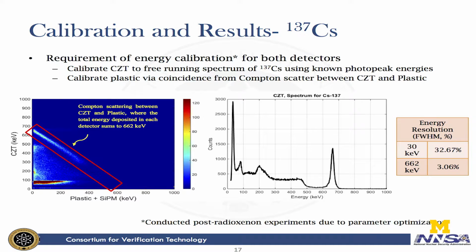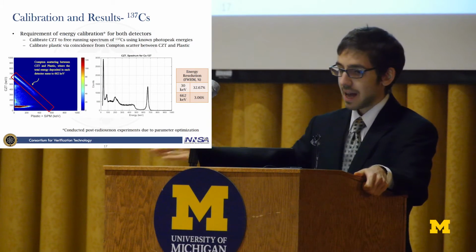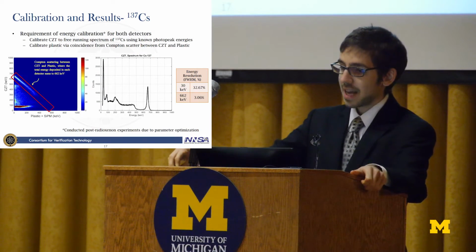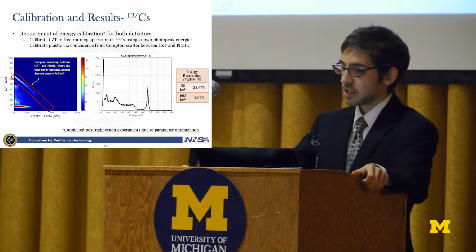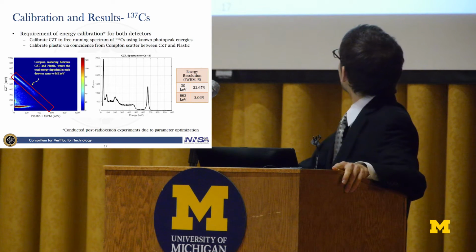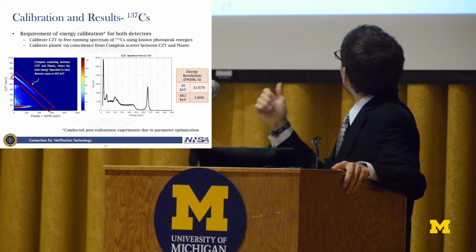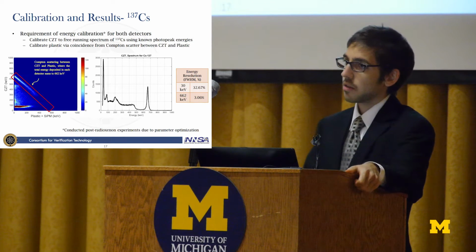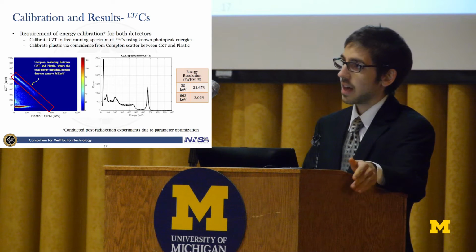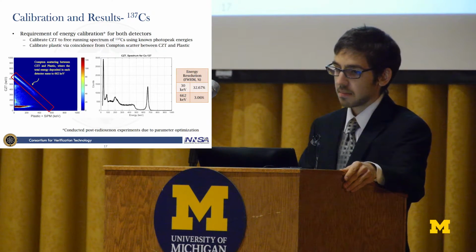So here are results from cesium-137. We needed to calibrate our detector, and we did this by running things in free running mode. We calibrated our CZT to the 662 keV peak, and then we used the Compton effect in order to calibrate the plastic running in coincidence mode. On the right here, we see the energy resolutions that we got. And we can already see that our 30 keV is significantly better than what we got in our TE-CZT system.